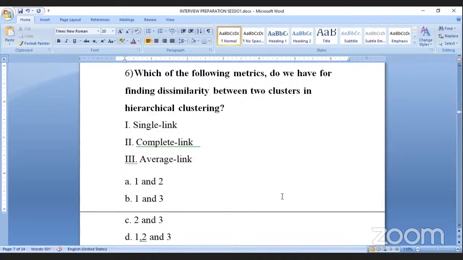Option A, single and complete. Option B, single and average. Option C, complete and average. Option D, all of the above. Tell me the metrics, friends. What are the metrics we used for finding the dissimilarity? D. Okay, good. Others? Others, please.